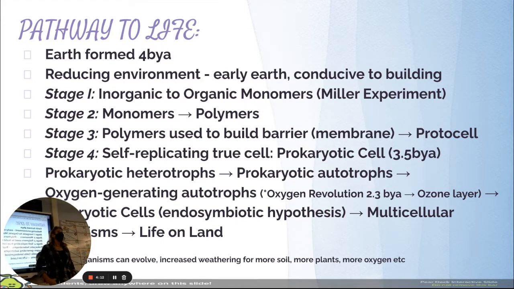Here we go. Okay, where was that? A protocell. But to be a true cell, what does it have to be able to do? Replicate. It needs genetic material and has to be able to replicate and pass that material down.